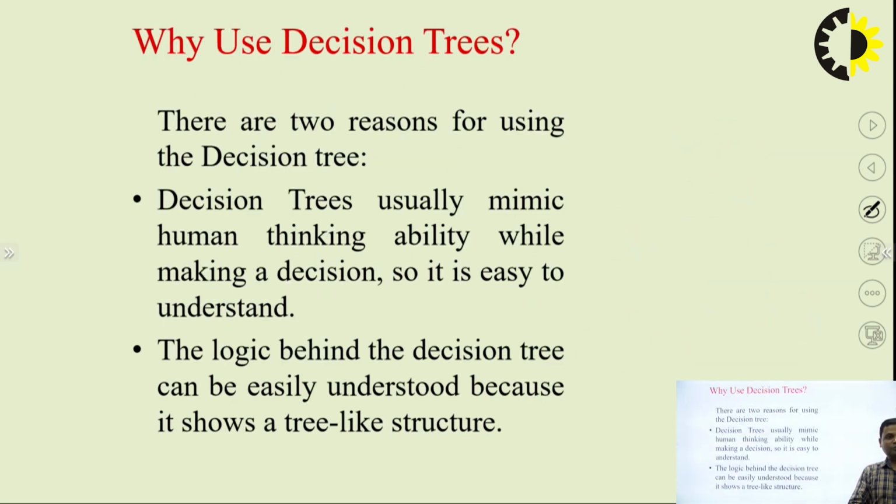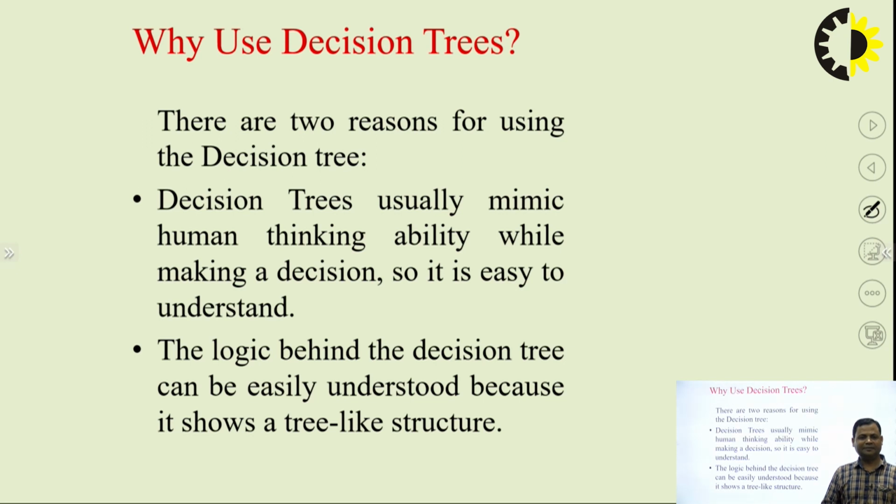Moving on, why do we use the decision tree? What is the reason behind using the decision tree? There are two reasons. First, the decision tree usually mimics human thinking. Whatever thinking and decision is carried out by the human brain, that kind of thinking is involved in the decision tree. There are certain problems where we do some thinking in the brain and accordingly carry out a decision on the basis of that thinking, and those kinds of problems are also solved with the help of the decision tree.